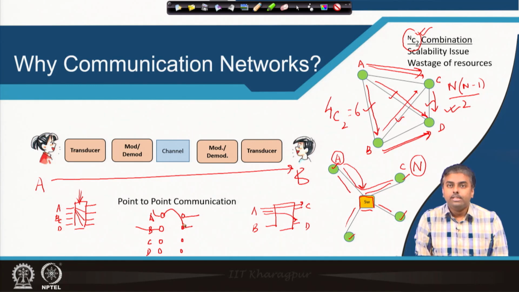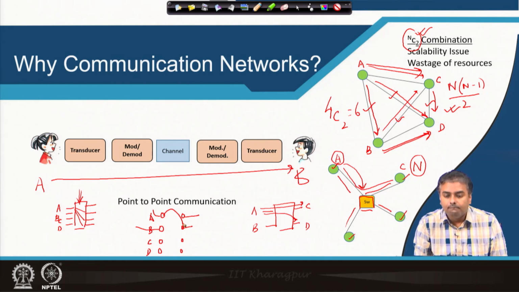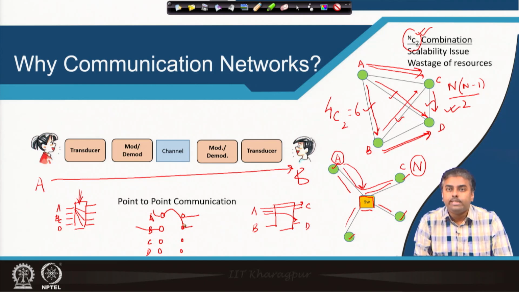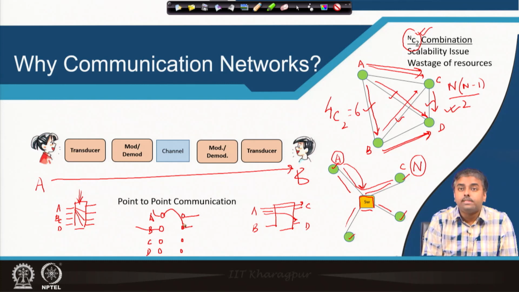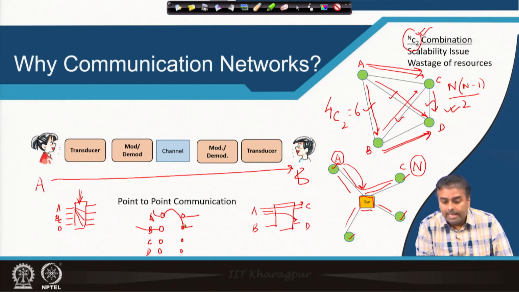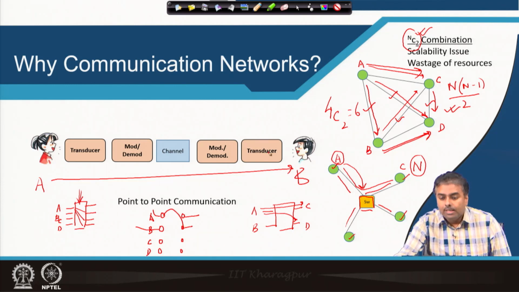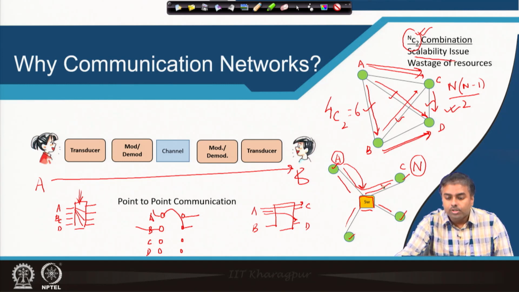But whatever that is, we have now understood how networking came into the picture, at least in those days in telephony networking, and what the requirement is of making the network more efficient. As you can see what is happening, this is taking out the scalability issue, and this is also reducing the wastage of resources.